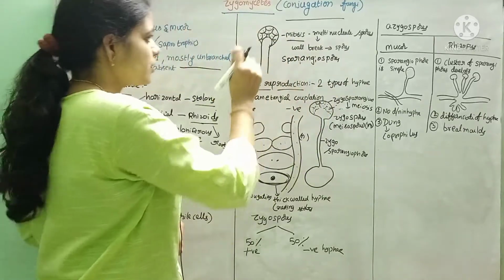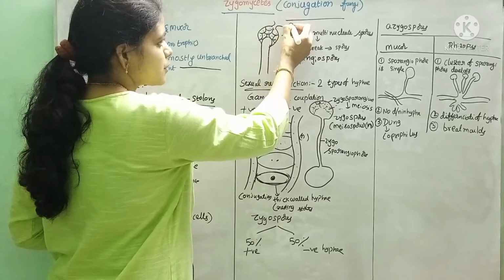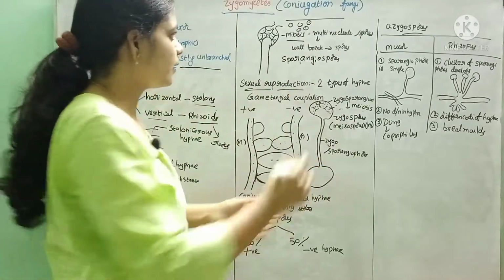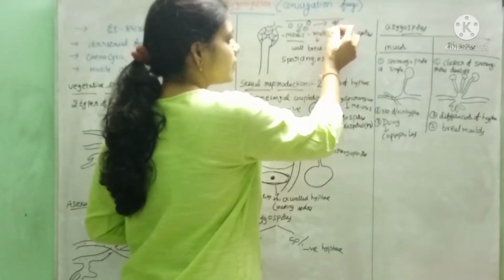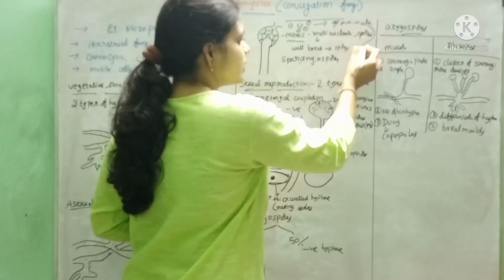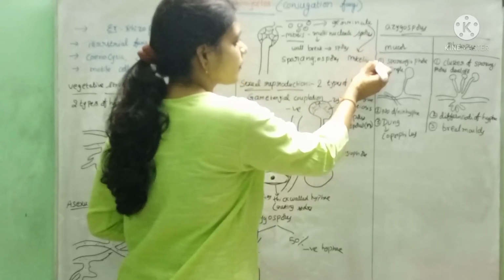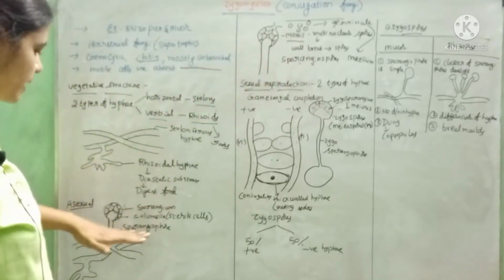When the sporangium walls are broken, these sporangiospores are released outside into the air. They are dispersed through the air, germinate, and develop into a new mycelium. Like this, asexual reproduction takes place by means of sporangiospores.